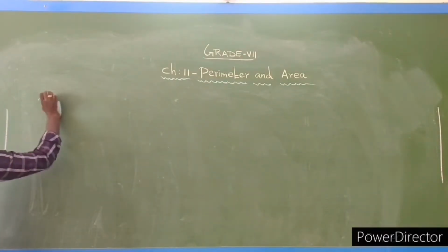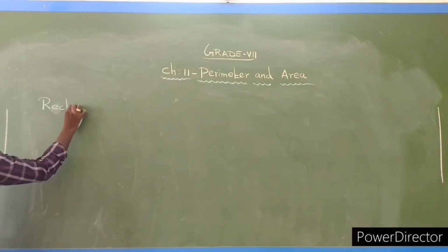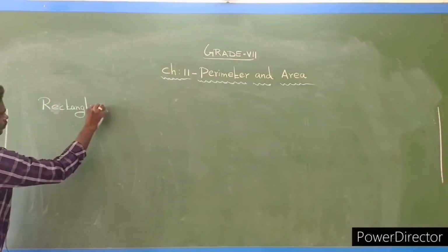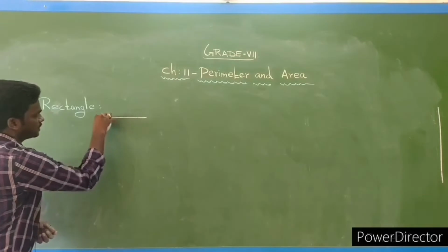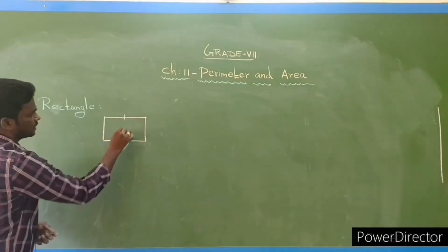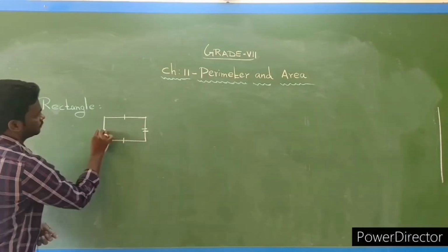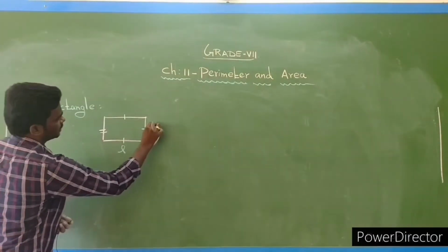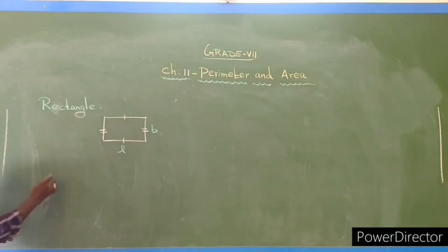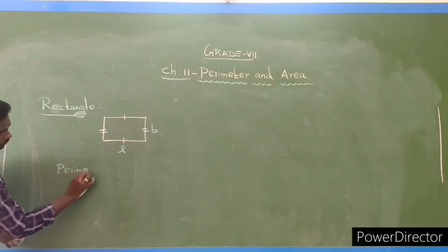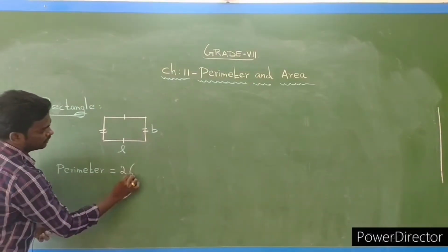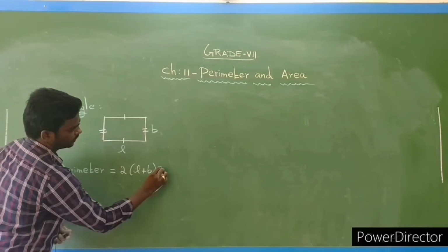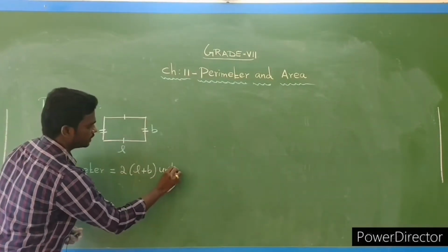First, what is the rectangle? We are going to write the formulas for the two-dimensional shapes. First one is the rectangle. We know the rectangle is a simple closed figure. The opposite sides of the rectangle are equal in measure. This one is called length, and the next side is called breadth of the rectangle. So, what is the perimeter of the rectangle? The perimeter is 2 into (L plus B) unit.